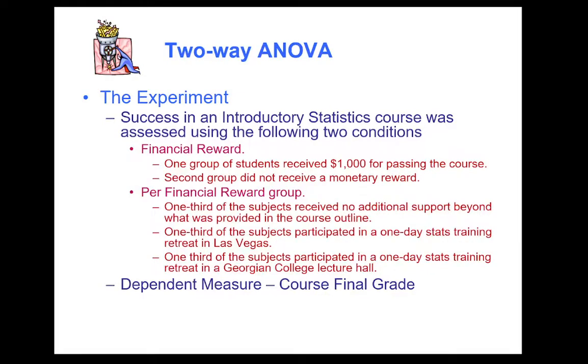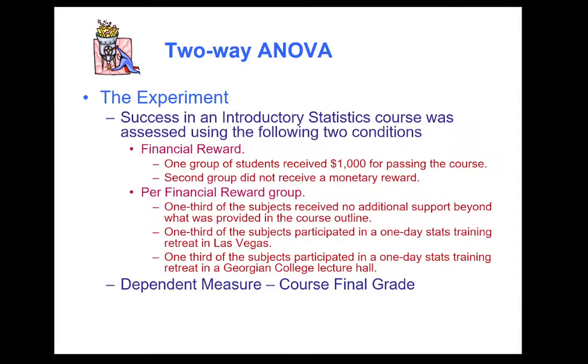So I have two independent variables. The first independent variable is financial reward. Half the students in the study get a $1,000 bursary for passing statistics. The second half receive no monetary incentive or no monetary reward. So that's one independent variable.